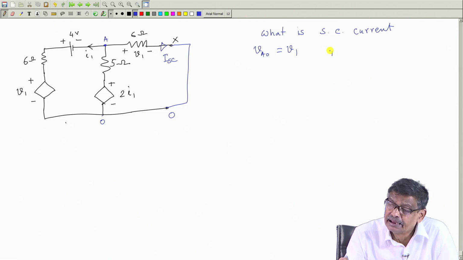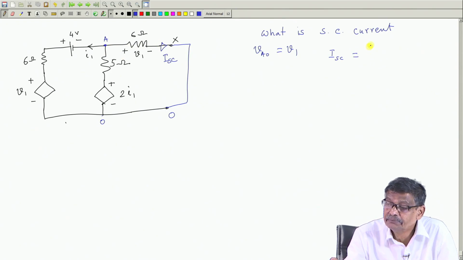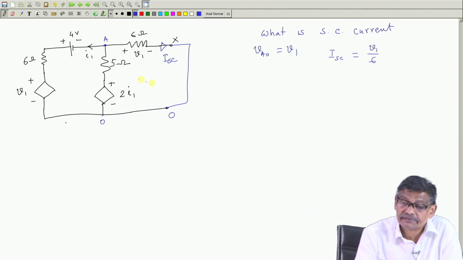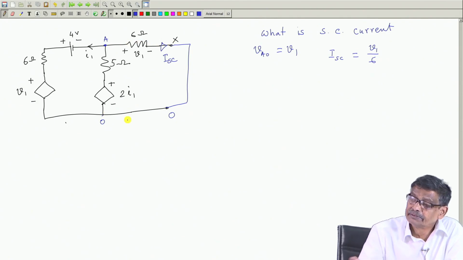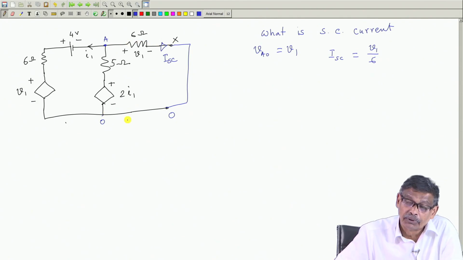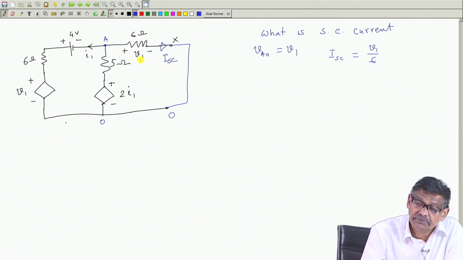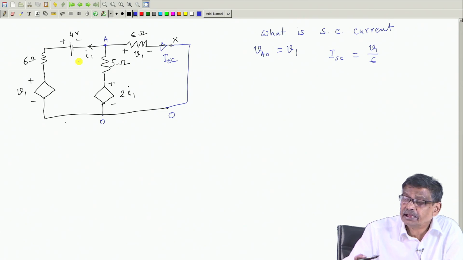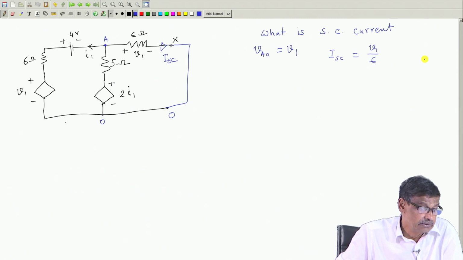Therefore, we can say that ISC, this current, is nothing but V1 divided by 6. So, this is one equation. What are the unknowns in this case? ISC, V1 and I1, 3 unknowns are there. So, these two are related by this simple logic.